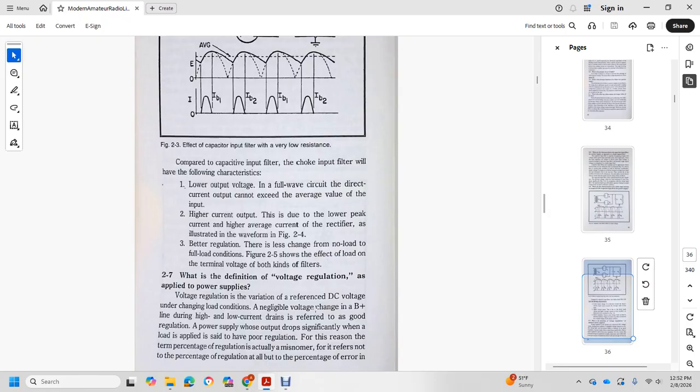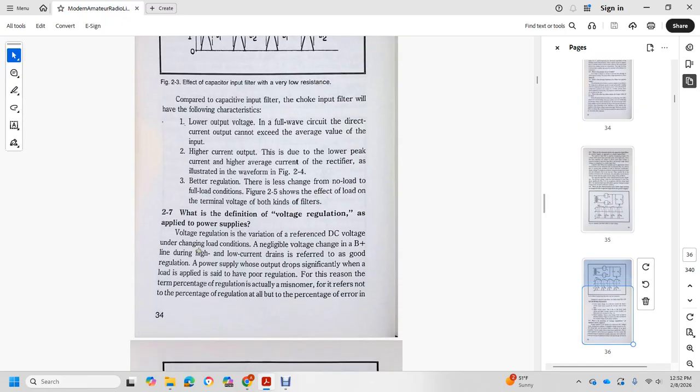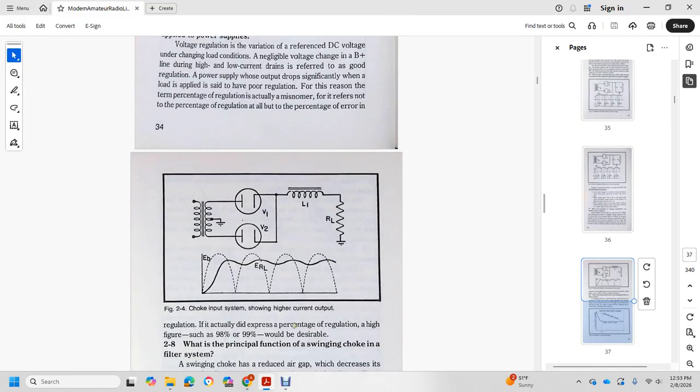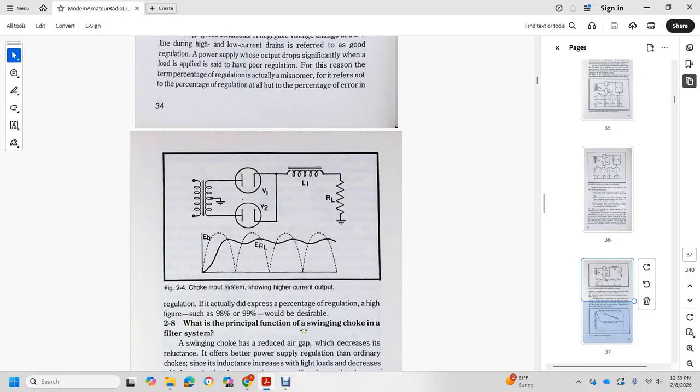2.7. What is the definition of voltage regulation as applied to the power supply? Power supply voltage regulation refers to variation of DC voltage under changing load conditions. Negligible voltage change of the B positive line over a high to low current range is referred to as good regulation. A power supply whose output drops significantly when the load is applied is said to have poor regulation. For this reason, the term percentage of regulation is actually a misnomer. It refers to the percentage of error in regulation. Actually, a high figure such as 98 or 99 percent would be desirable.